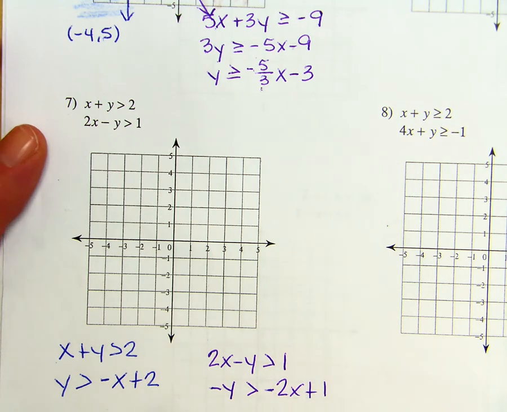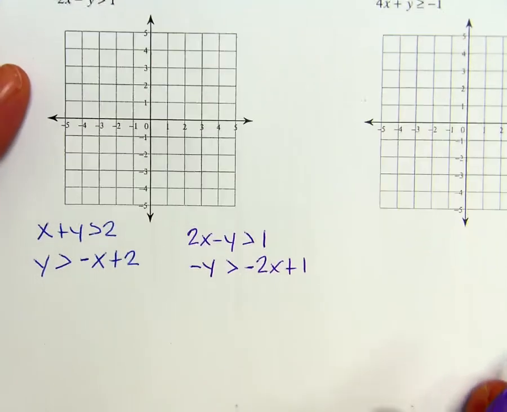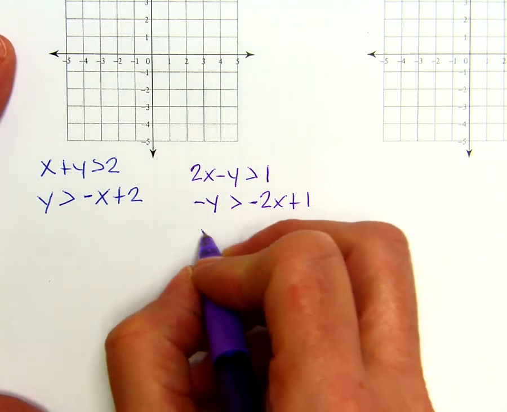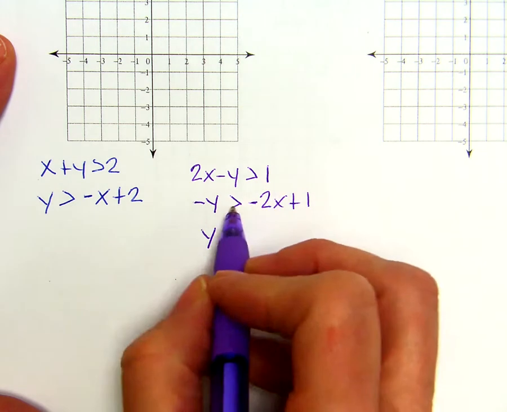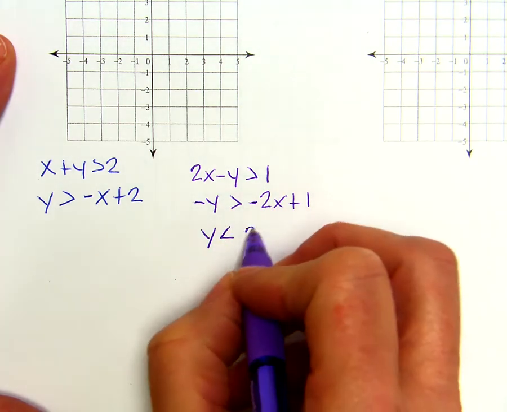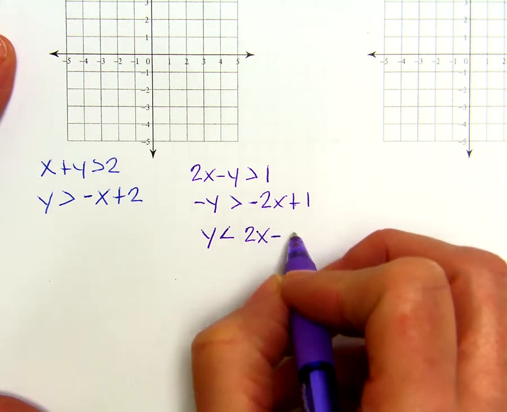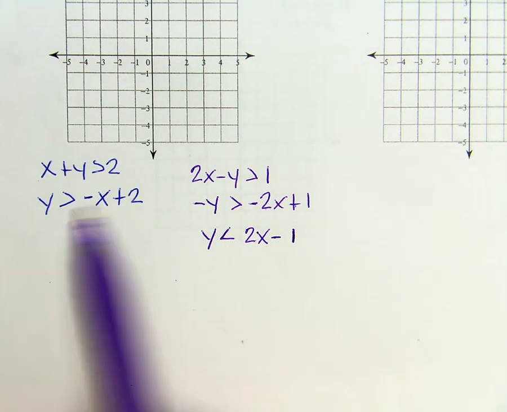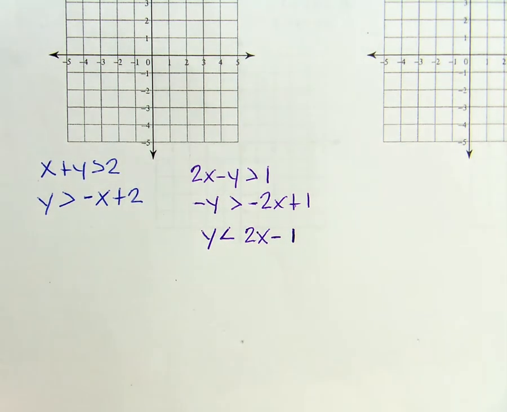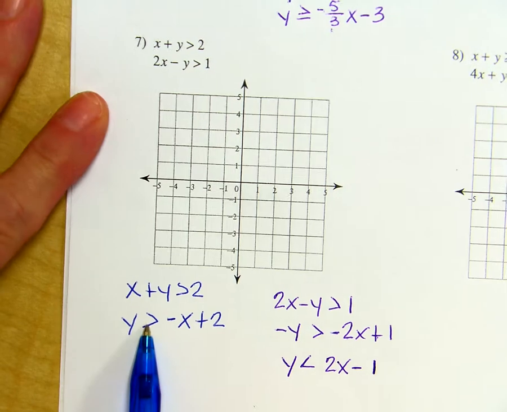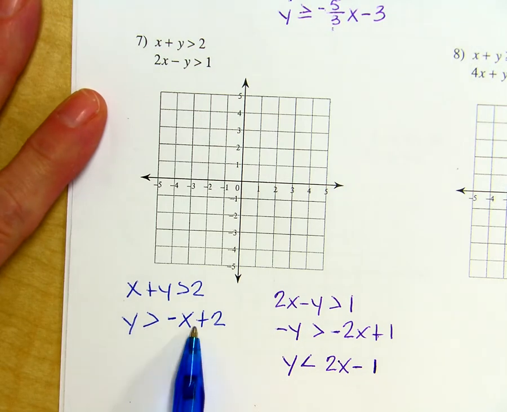And now we're going to have to divide everything by -1. Let me move this up so you can see better. We're going to divide everything by -1, and because we're dividing by a negative number, the inequality sign is going to shift to its opposite. Negative becomes positive, positive becomes negative. Now both of these inequality symbols are strict inequalities, so we will not be having solid lines, we are going to be having a dashed line. So let's graph y is greater than negative x plus 2.